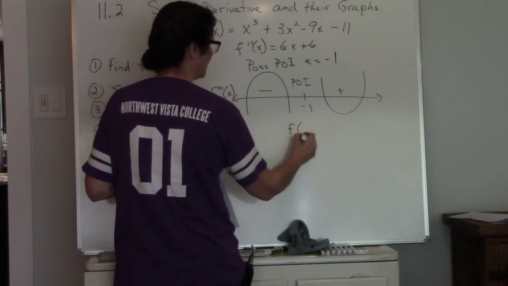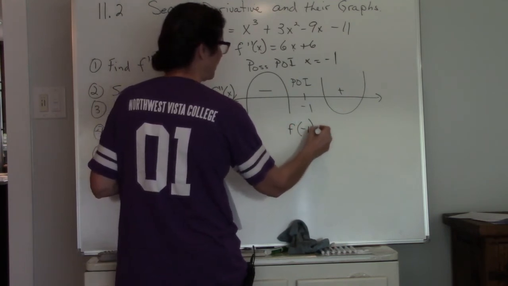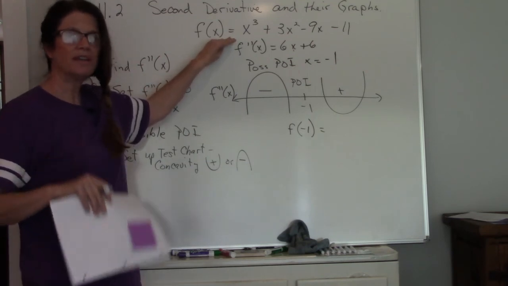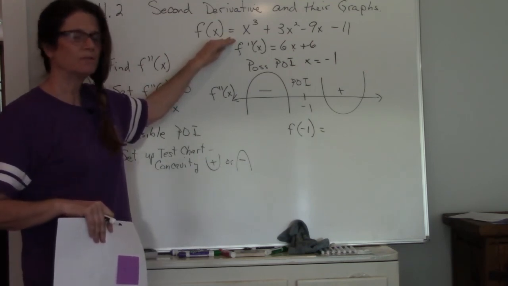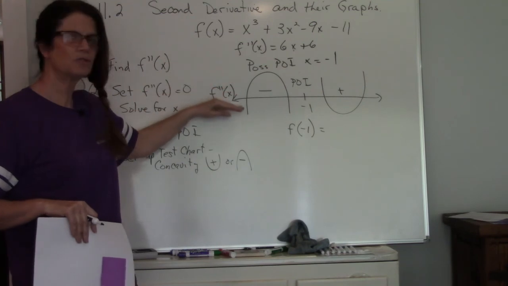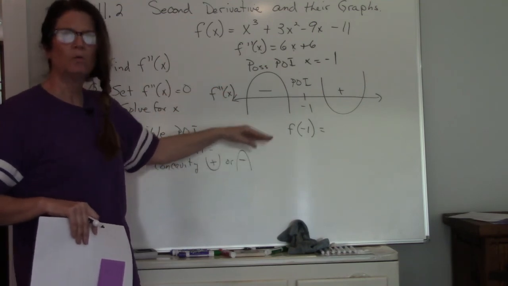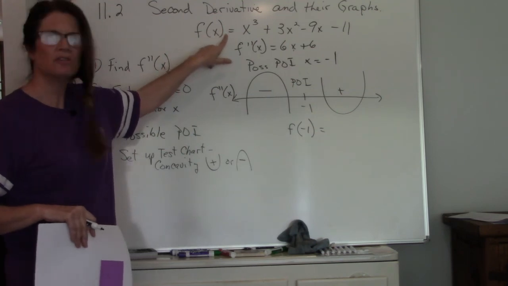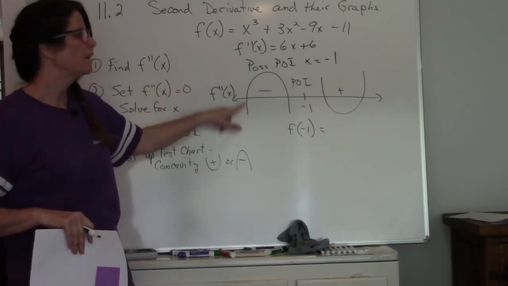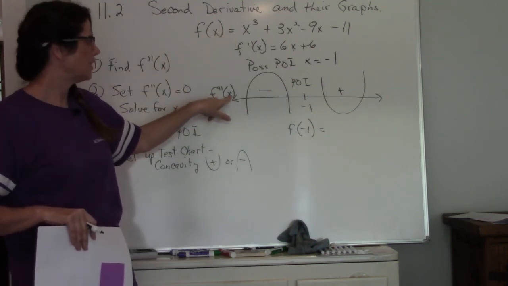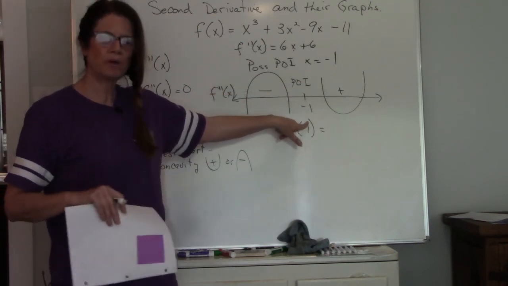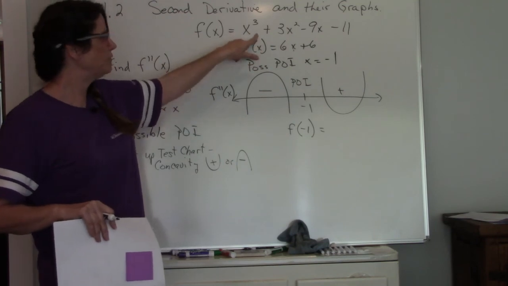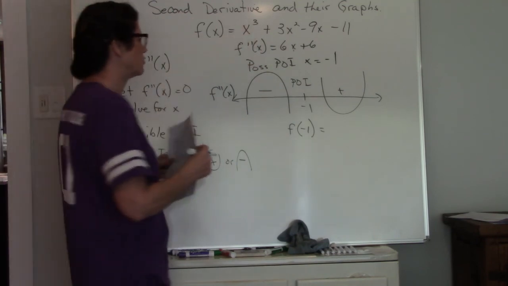So I have to take this -1 and plug it back into the original. We did the exact same thing with the first derivative. We used first derivative for the test chart. Once we found our max or min, we plugged the answer back into my original function. Same thing with second derivative. Second derivative, we found the actual point of inflection. Now we're going to use that point of inflection and plug it back into the original function.